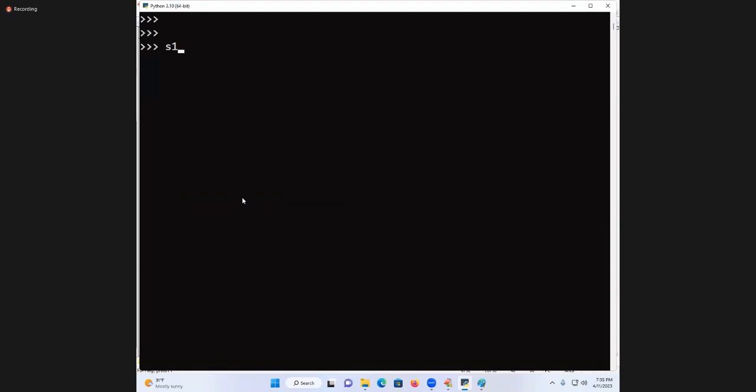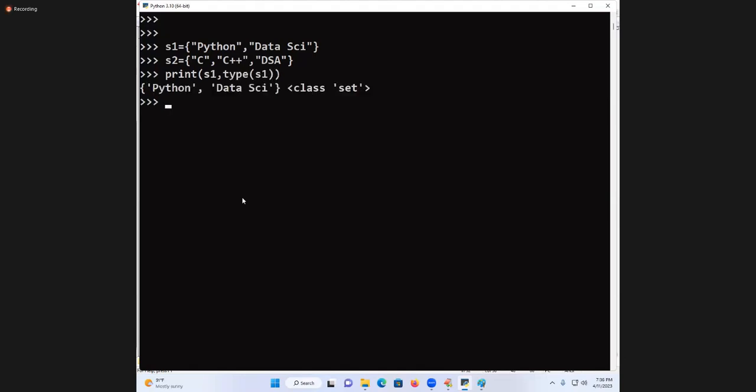S1 is equal to, I am taking here Python, next data science. Data science is my subject. S2 is equal to C, C++, DSA, data structures and algorithms. Now here two sets are there. Print of S1, type of S1. You see, it is called S2, print of S2, type of S2. Are you following? Now I am applying S3 is equal to S1 OR S2.